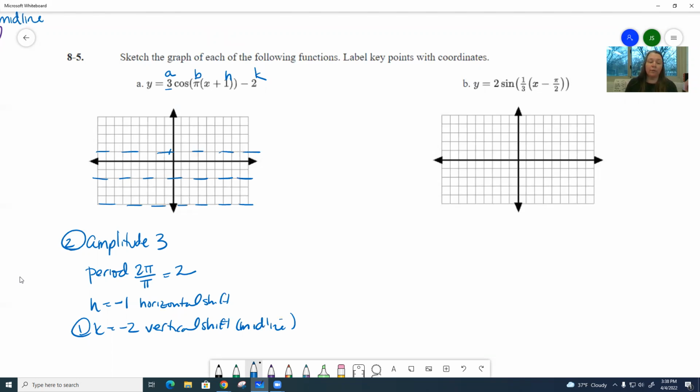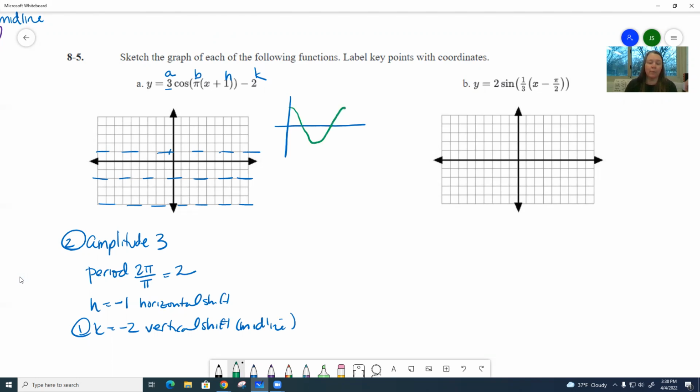All right, and then we have a period of 2 and a horizontal shift of -1, and that can be kind of the trickier part. So what I like to do, and I'm not just saying this, this is what I usually do, is I'll do a little sketch off to the side of a cosine. The cosine parent graph is the one that starts at its maximum and then ends at a maximum.